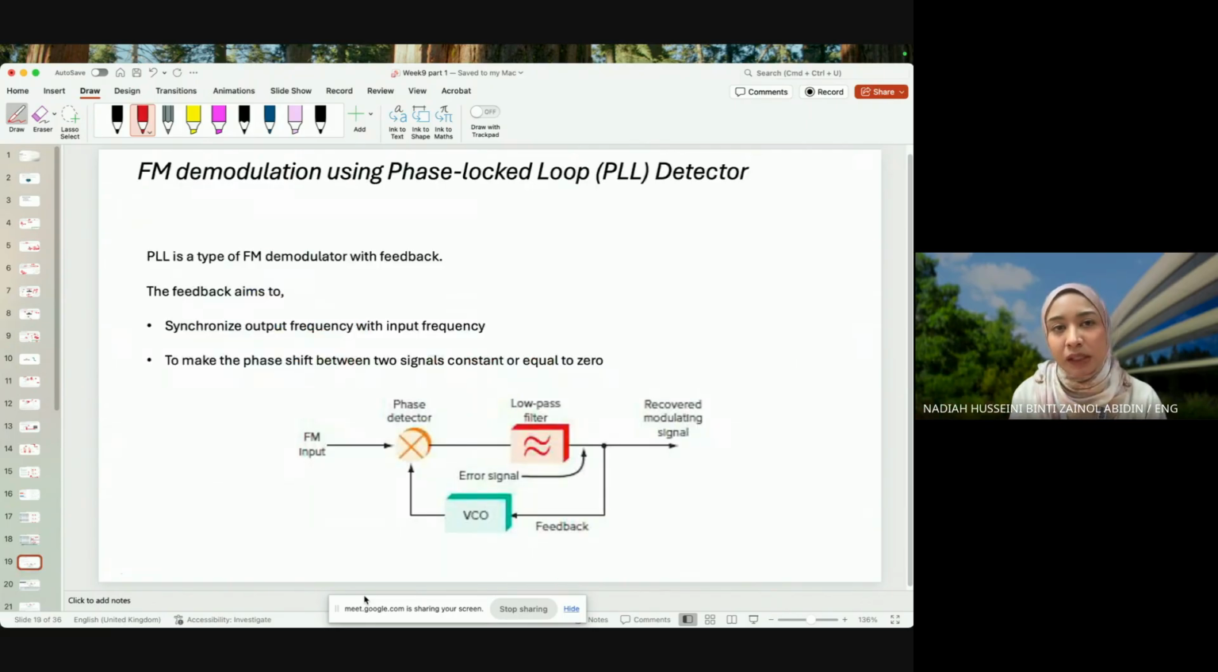Okay, so now that we have recapped what the quadrature detector is, we're going to use it for our PLL, phase locked loop.